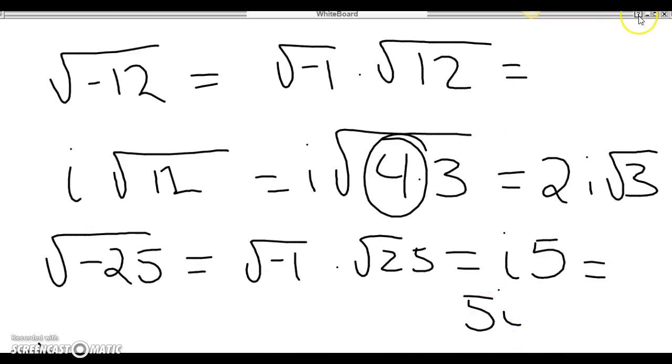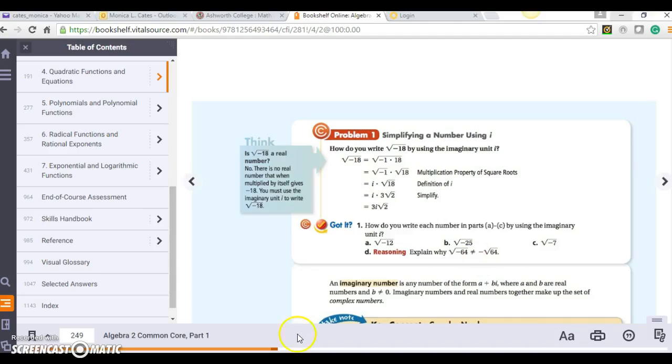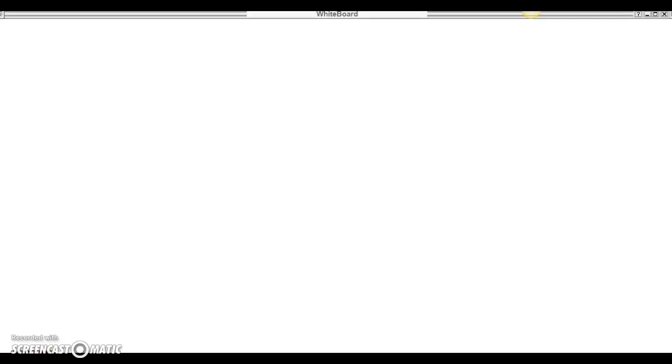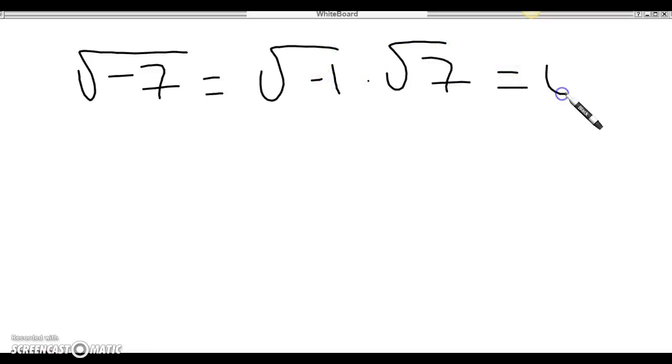And let's look at part C, square root of negative 7. Again, I pull out the negative 1. Square root of negative 1 is i. Square root of 7 is just root 7, so I'll leave it like that.